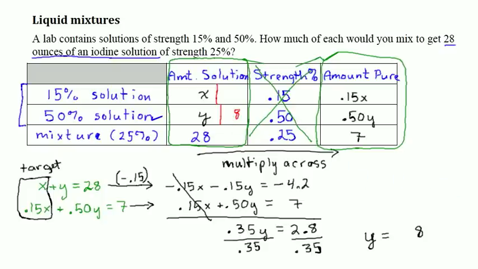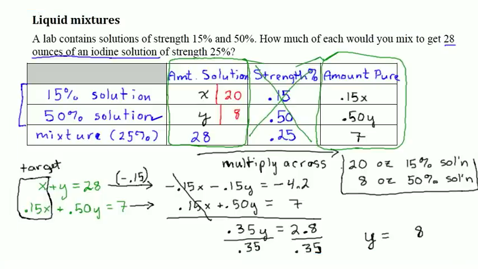Now 28 minus 8 is going to give me 20 for my x variable, so I can now express my solution as 20 ounces of 15% solution and 8 ounces of 50% solution. And this would be my final answer. Again, make sure that your final answer has units. In this case, the units are ounces, and labels. In this case, the labels are the 15% and the 50% solution. It's important to make sure that the numbers go with the right labels.